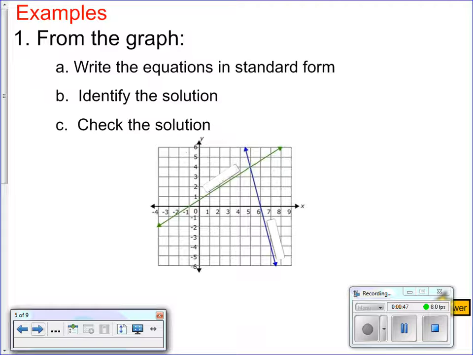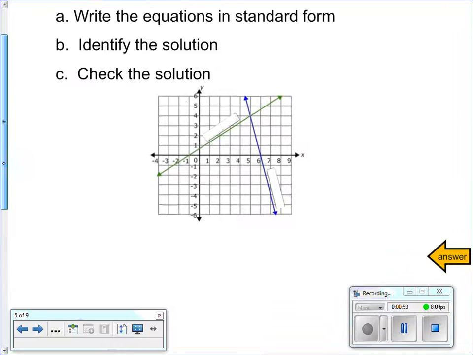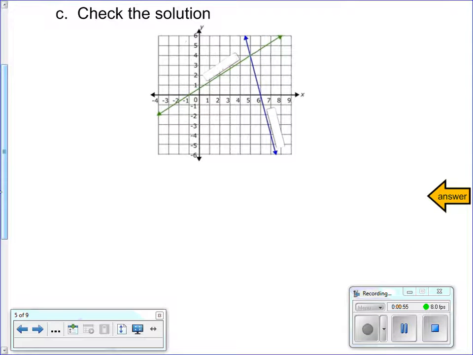So some examples from a graph. We want to write the equations in standard form, identify the solution, and then check the solution. In this first one, the green line, I'm going to pick 2 points. So (2, 2) and (5, 4). So 4 minus 2 is 2. 5 minus 2 is 3. So my slope is 2/3.